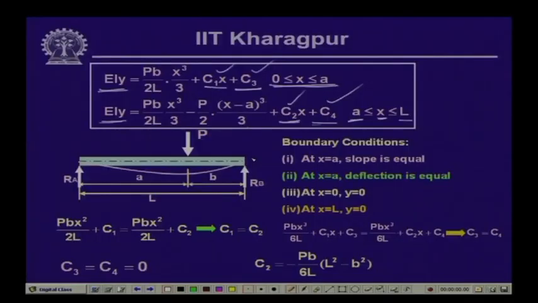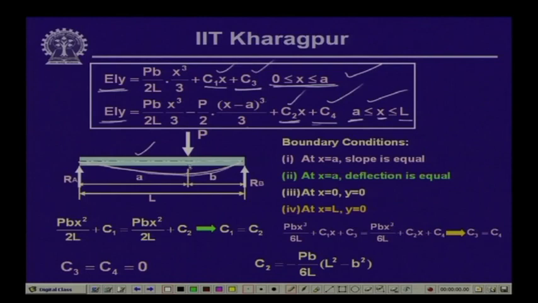Now, let us look into what are the boundary conditions that we can impose for evaluating these unknown constants. Here if you look into the deflection curve, this is the axis of the beam and this is the expected deflected profile of the beam. Now, at the load point, on the left hand side of the load, as we have seen, one expression is given for the deflection, on the right hand side of the load there is another expression for evaluating the deflection.